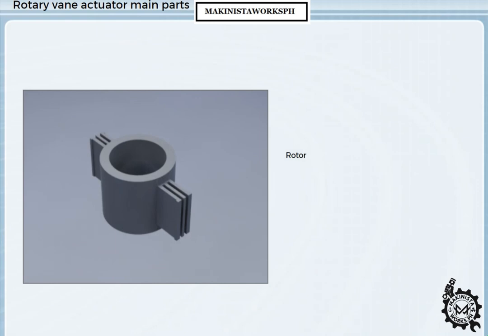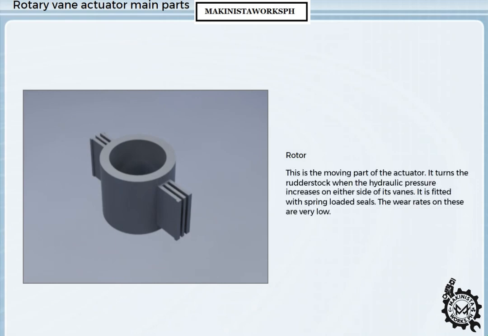Rotor. This is the moving part of the actuator. It turns the rudder stock when the hydraulic pressure increases on either side of its vanes. It is fitted with spring-loaded seals to allow for some movement in rotor position. The wear rates on these are very low.